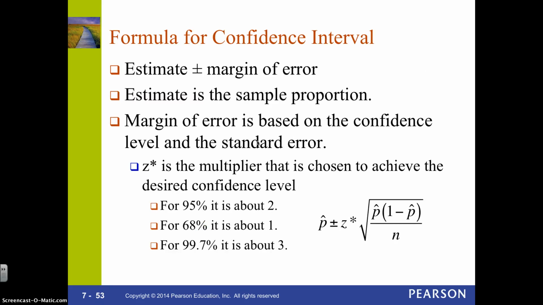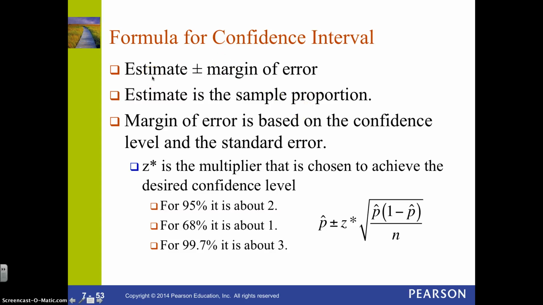Okay, so your confidence interval is built up of an estimate and a margin of error. Your estimate for proportions is always the sample proportion. If we were doing sample means and trying to estimate a population mean, my estimate would be the sample mean, but that's the chapter in the book that we're not doing. So for now, we're only working with proportions.